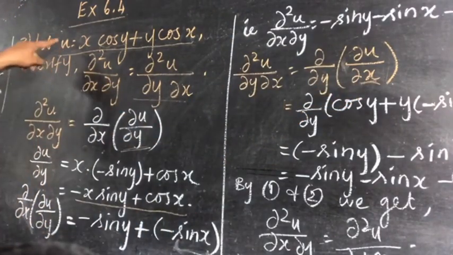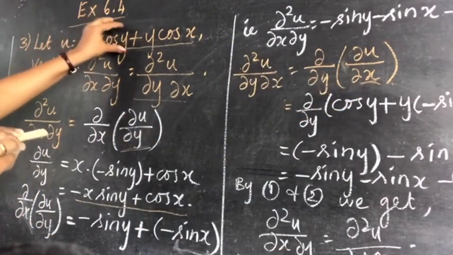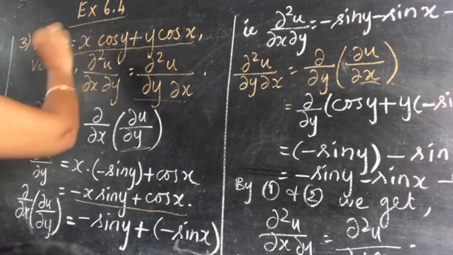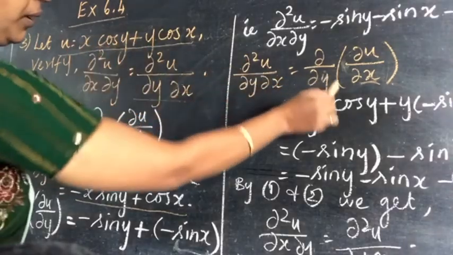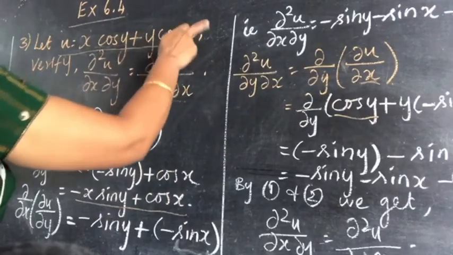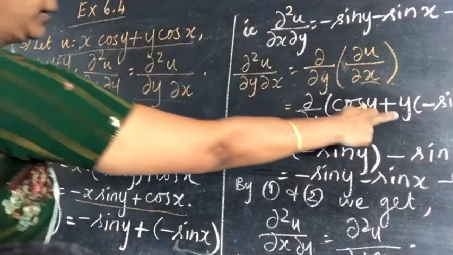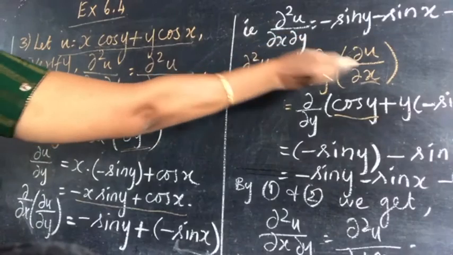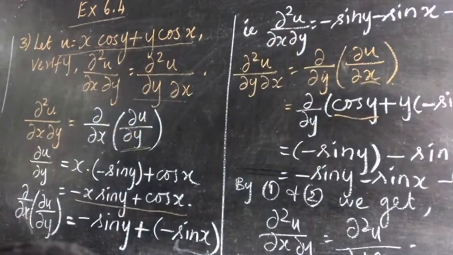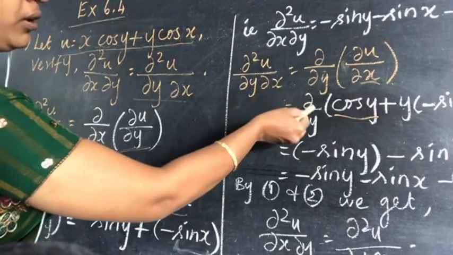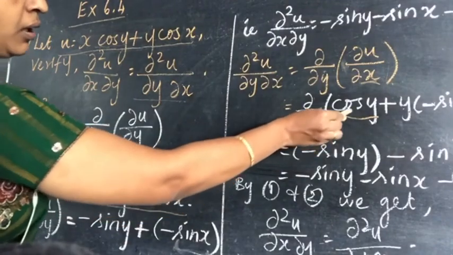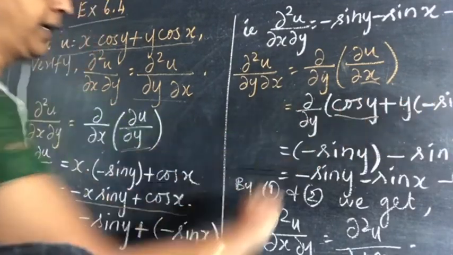So, ∂u/∂x means, the first term is x cos y. So, while differentiating, x will become 1 and we have cos y alone, plus y cos x. So, y is a constant, and the differentiation of cos x is minus sin x. So, y into minus sin x. Now, we need to differentiate this with respect to y. So, ∂/∂y of cos y plus y into minus sin x.